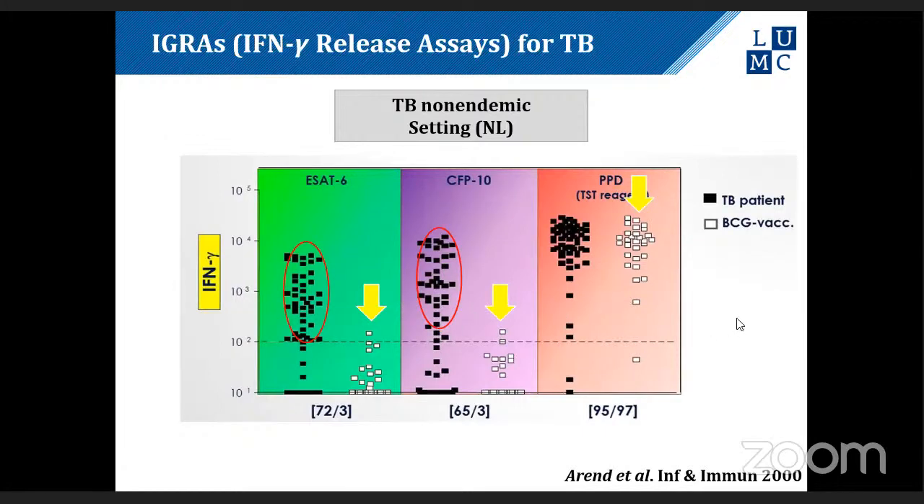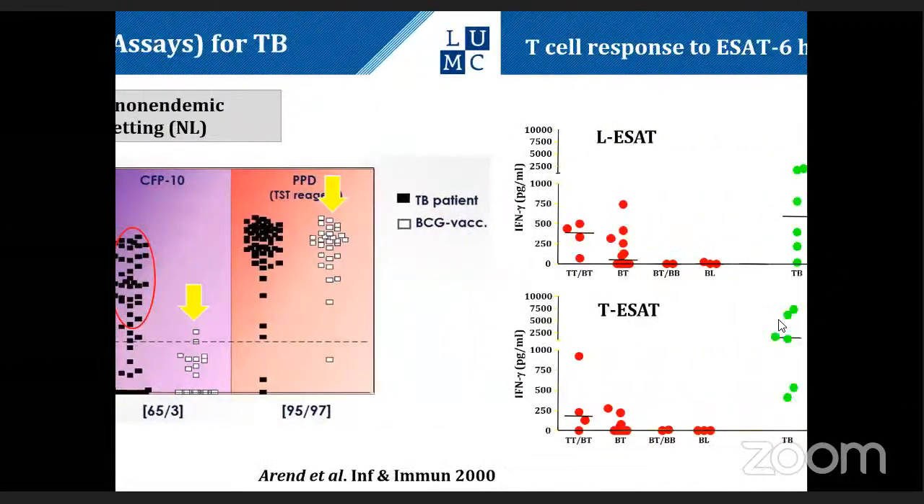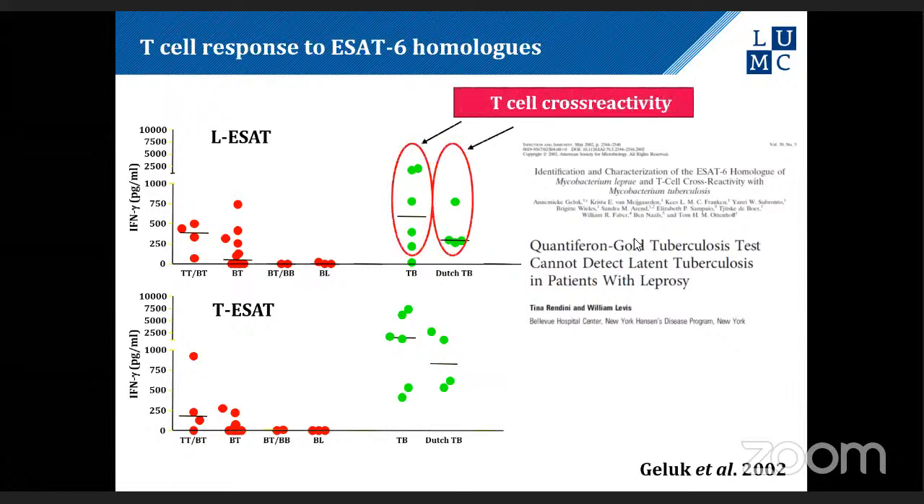So we thought, because ESAT-6 and CFP10 also have homologs in Mycobacterium leprae, okay, let's use Mycobacterium leprae ESAT-6 and CFP10 to see whether a leprae infection can also be identified this way. So we measured T cell responses to ESAT-6 homologs, so that is the LESAT. And we measured them in TB patients. But what you saw is that they also reacted. So they were also recognized by TB patients.